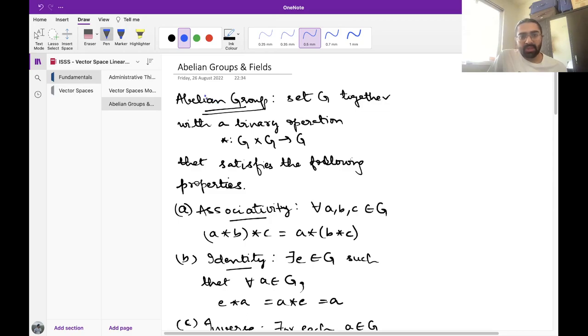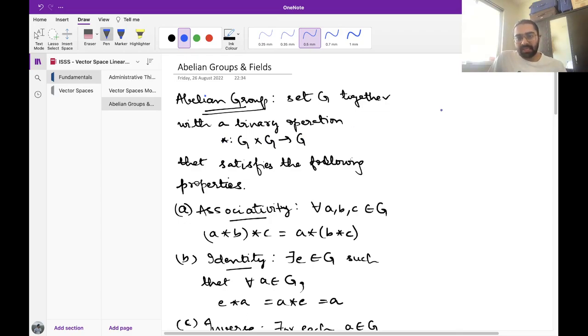Okay, so we'll come to something called the Abelian group. So what is the Abelian group? It is basically a set G, some set G of items, together with a binary operation. We represent the binary operation with the symbol star, and what it does is it takes two elements of G, applies this operation on them, and produces an element back in G.